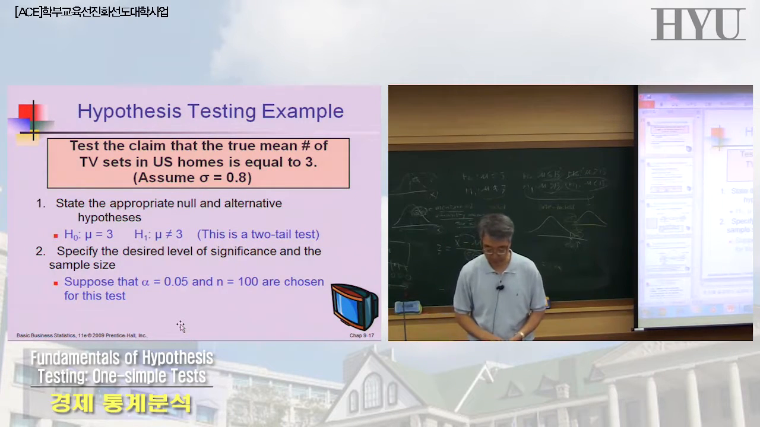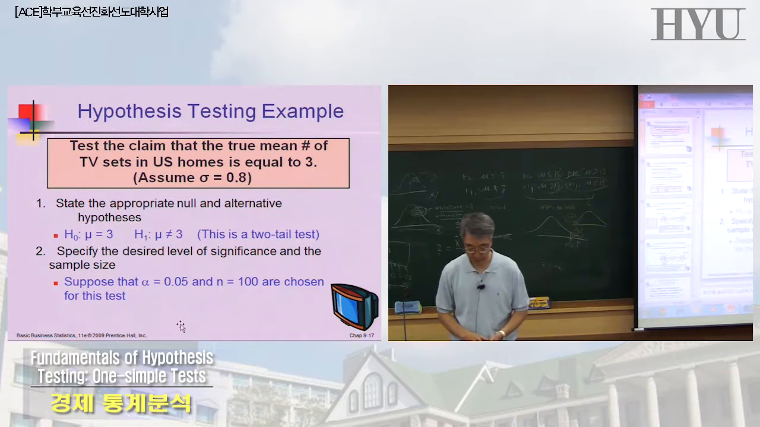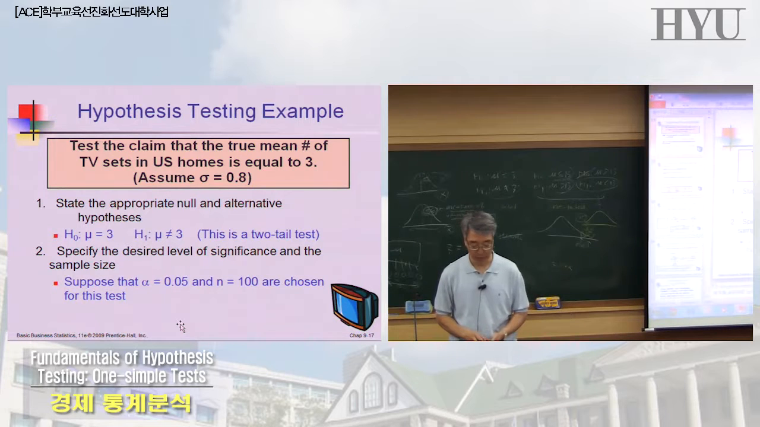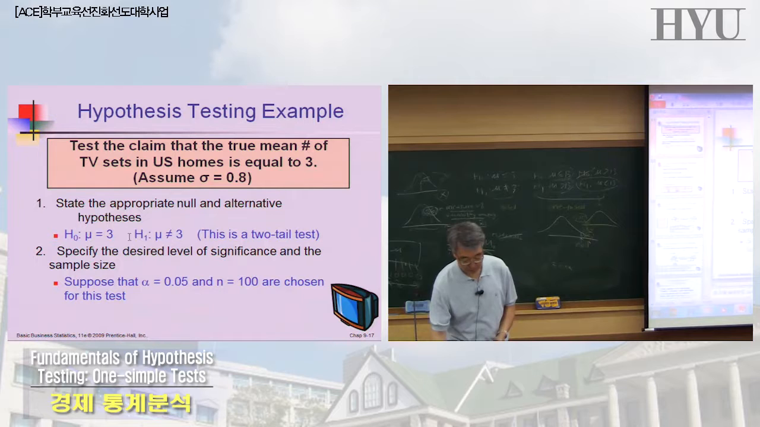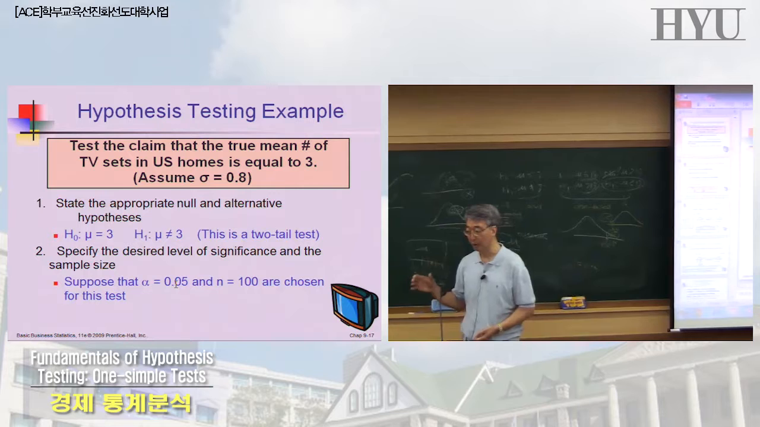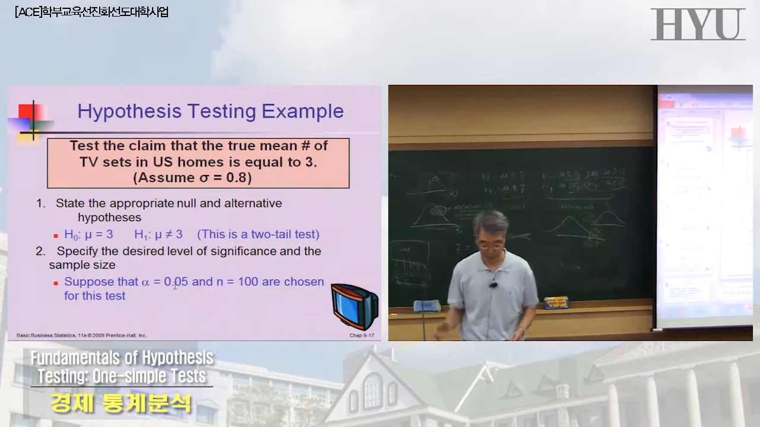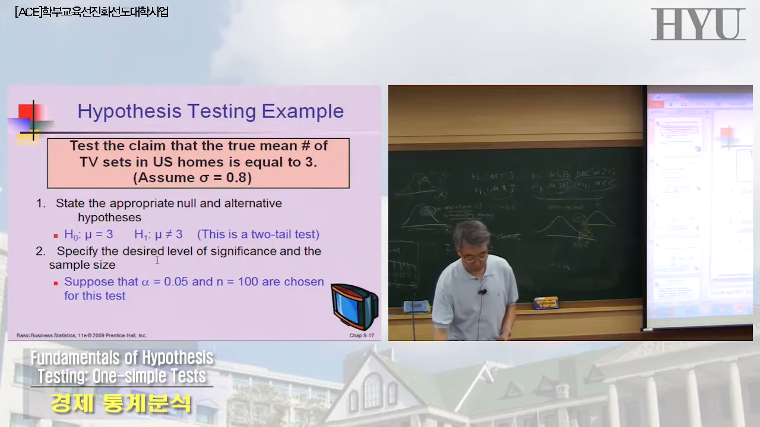So here's an example. Let's say someone claims that the population average, or mean, number of TVs in U.S. homes is equal to 3, and let's say sigma, the population standard deviation, is known. Then the null hypothesis says mu is equal to 3. Alternative says mu is not equal to 3. So all you want to know is whether it's 3 or not. You don't want to find out whether it's greater than or less than. That's not your interest. In that case, you will run a two-tailed test.